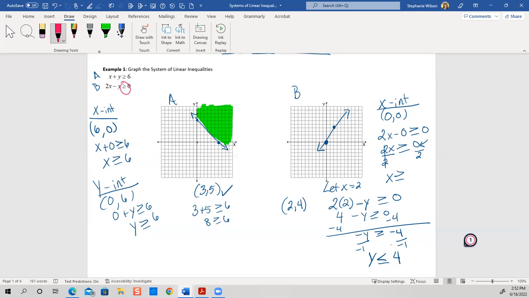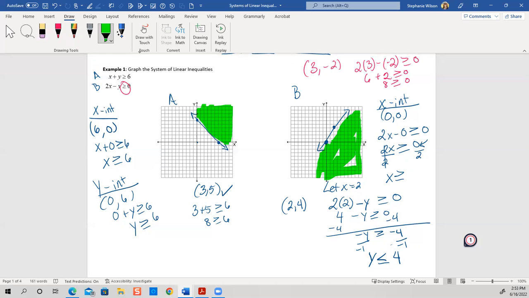So let's come over here and pick 3, comma, how about -2 for Y? Let's plug it in. 2 times 3 minus that -2 greater than or equal to 0. 2 times 3 is 6. Negative times negative is positive. And I get 8 is greater than 0. So true. So all these values on this side of this line are going to make a true statement with that equation.